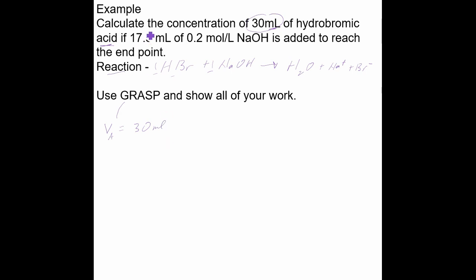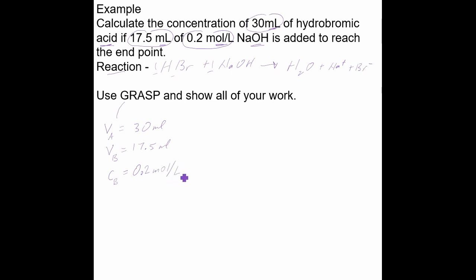What else do we know? We have another volume. Milliliters is another volume. This one here is now for the sodium hydroxide, which is the base. So we have a volume of the base of 17.5 milliliters. And we have one more number. Units are moles per liter, so that's the concentration. And that's the concentration of the base, and it's equal to our 0.2 moles per liter.